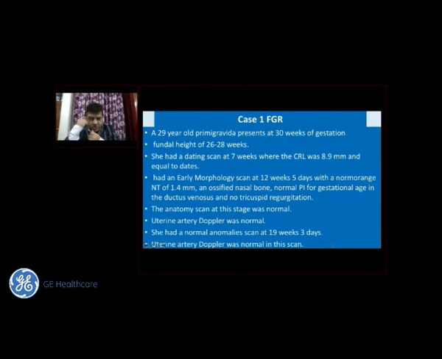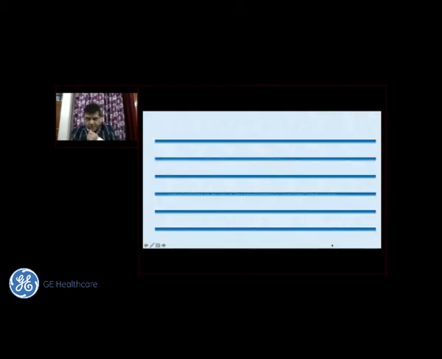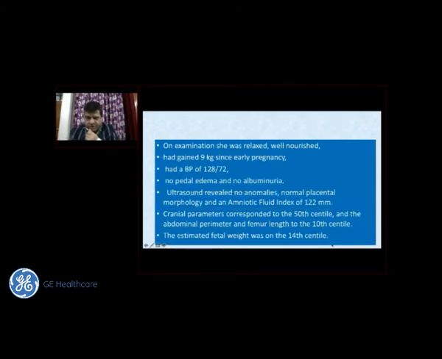Uterine artery Doppler was normal. She had a normal anomaly scan at 19 weeks 3 days, and the uterine artery Doppler done at the anomaly scan time was also normal. Now she comes, and on examination she's well nourished, has gained 9 kgs, no pedal edema, and her blood pressure is normal. Ultrasound revealed no anomalies, a normal placental morphology, and a normal amniotic fluid index. Cranial parameters correspond to the 5th centile, the AC and the femur length to the 10th centile. Now this is where the problem starts, and the estimated fetal weight was on the 14th centile.